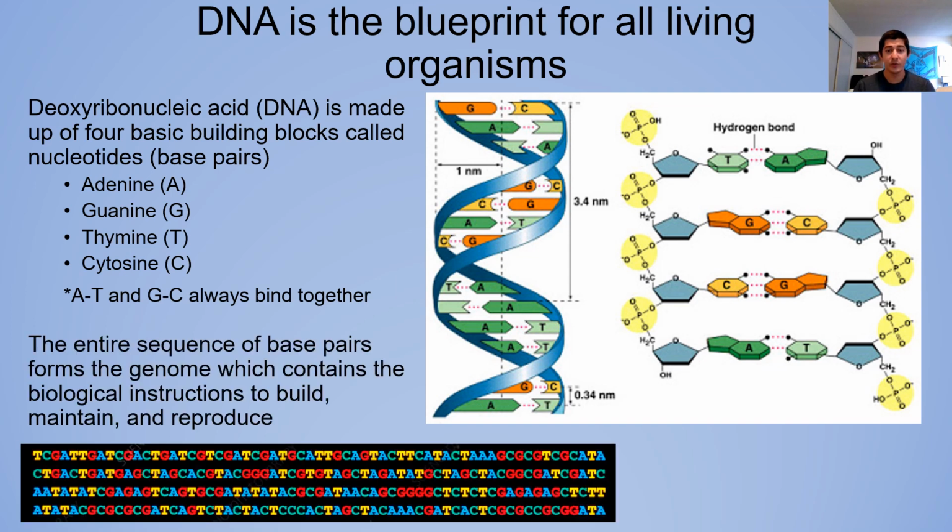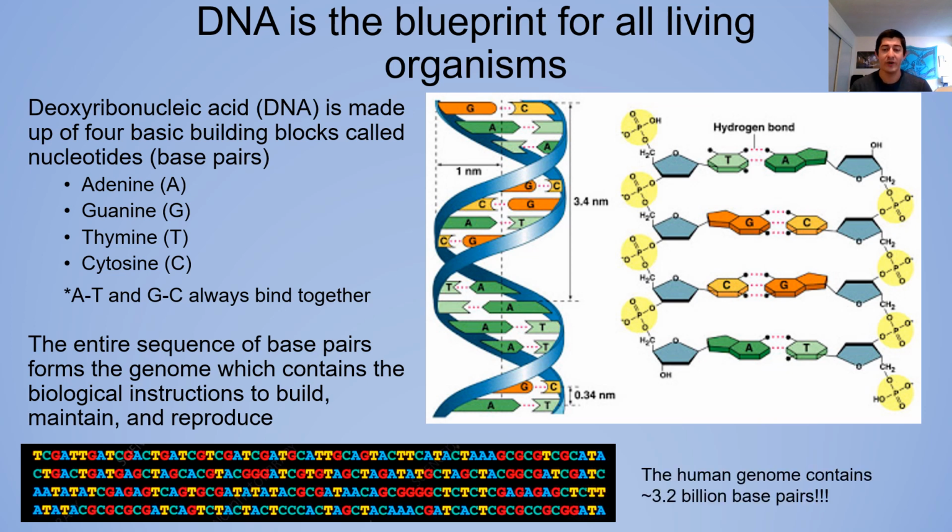And so this sequence of base pairs forms a unique sequence that we can see represented in this picture at the bottom. And this entire sequence is known as the genome, and it contains all of the biological instructions that an organism needs to build itself, to maintain, and to reproduce. So it really is the blueprint for life.